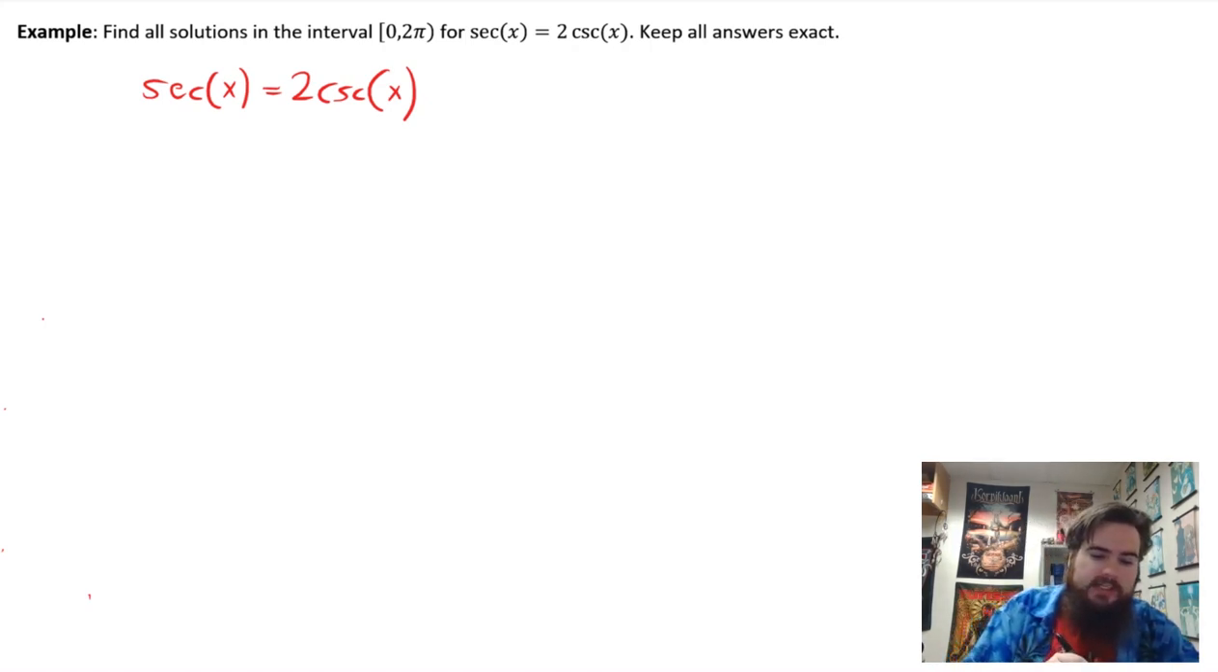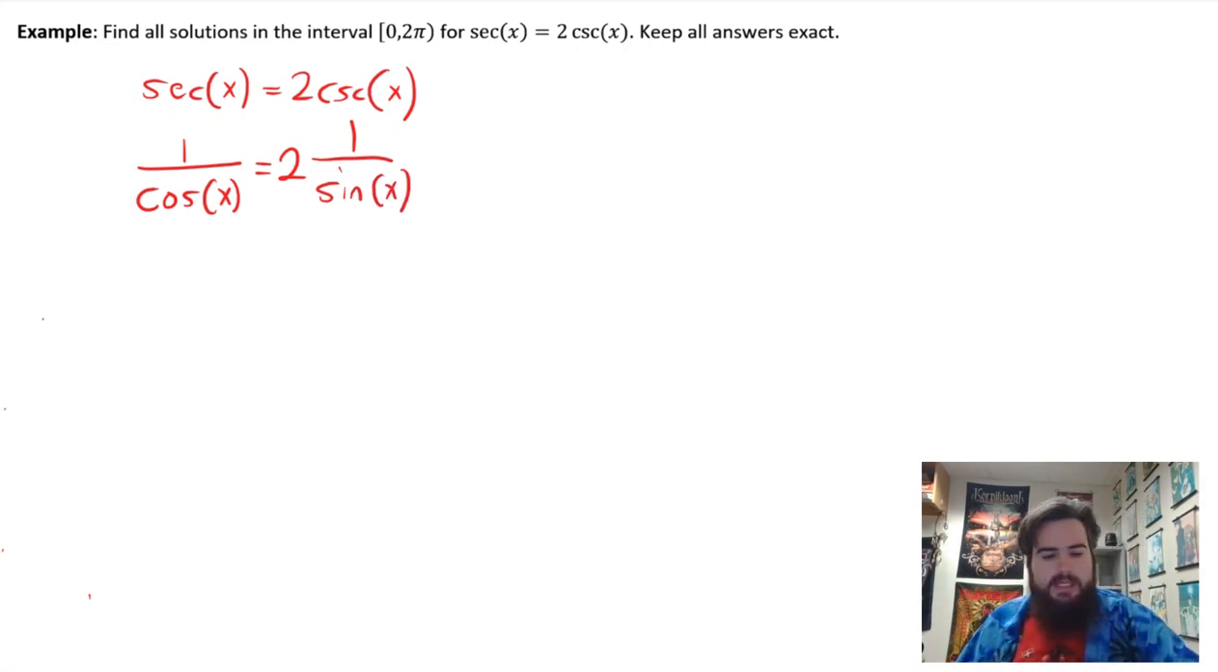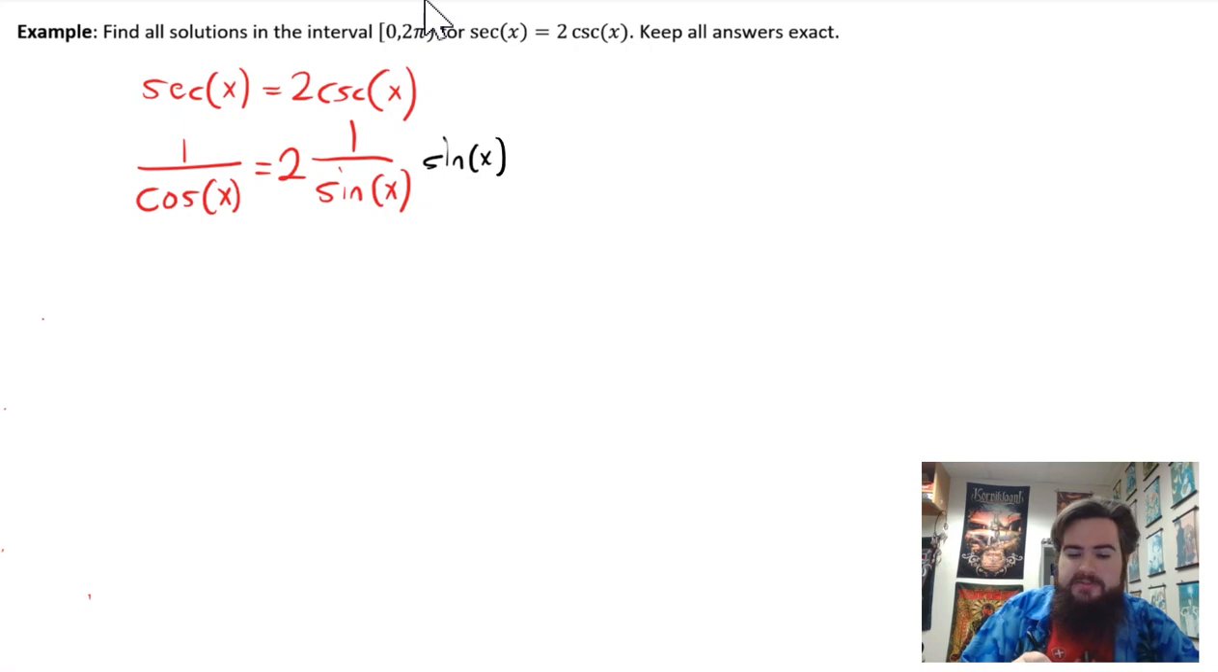For example, secant I can reestablish as 1 over cosine of x. And that would equal 2 times cosecant, which is 1 over sine of x. At this point then, because I see two fractions, if I multiply both sides by something, I should be able to simplify this down a bit. For example, let's say I take both sides of this equation and multiply by sine of x.